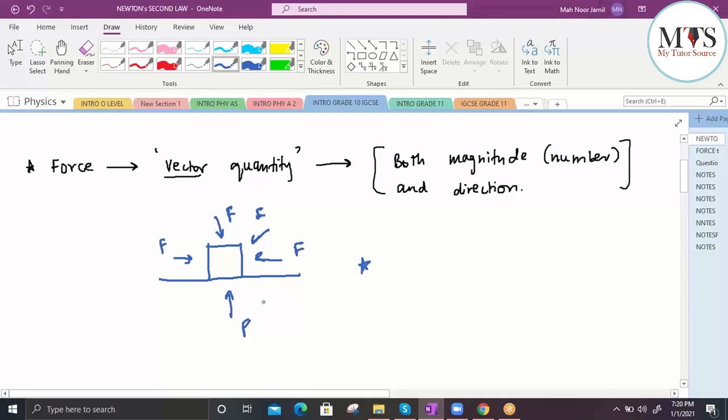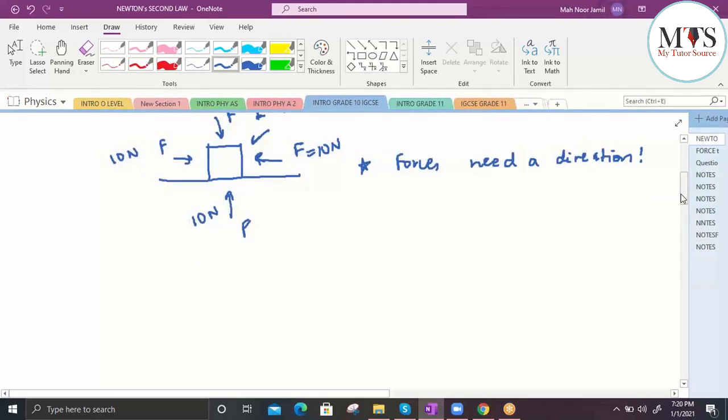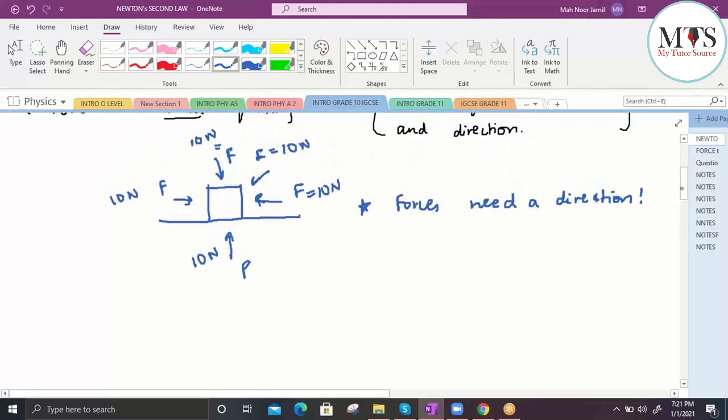So notice how, while their numbers might be the same, their magnitudes or sizes might be the same, they still all have different directions, meaning they all have different effects, right? A force you're applying from the left will act differently than a force you're applying from the top, right? Here we just realize that forces need a direction, not just a number, right? Yes.